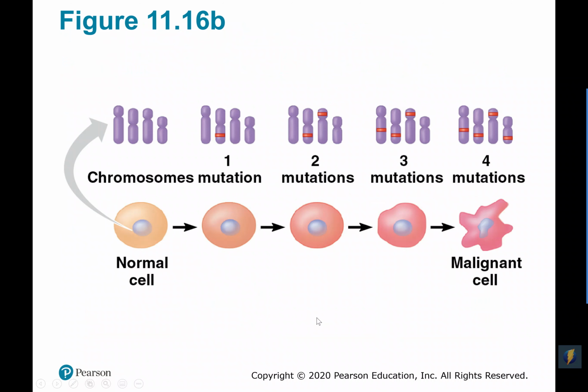And so essentially what you're looking at is not just a single mutation, but a normal cell that goes through one mutation, which then leads it to another mutation, which is like a snowball going downhill, right? The worse it gets, the more it mutates, and the worse it gets, until you get this malignant cell that's just growing uncontrollably.